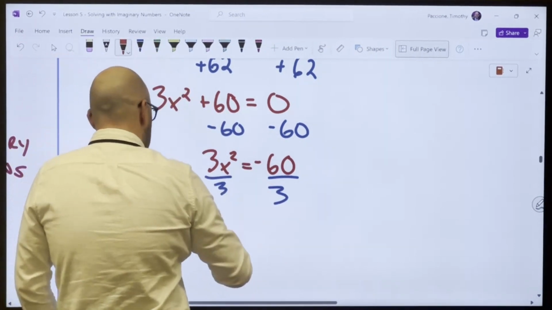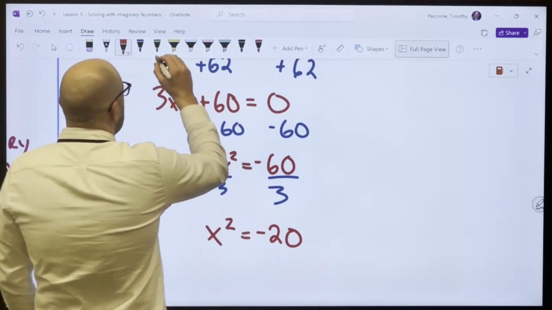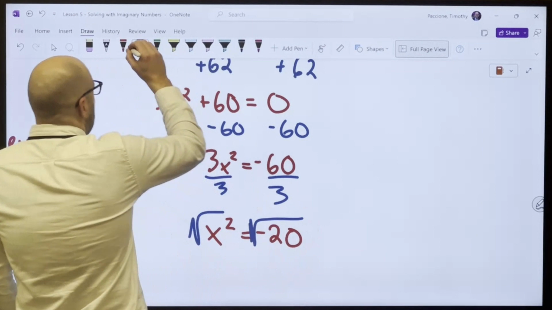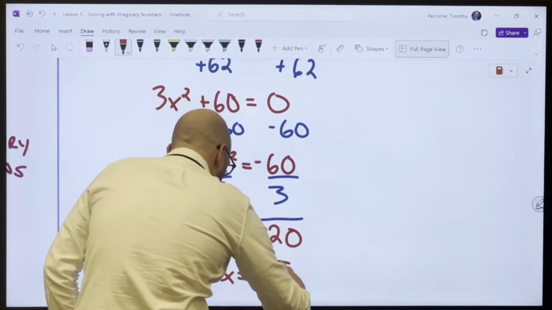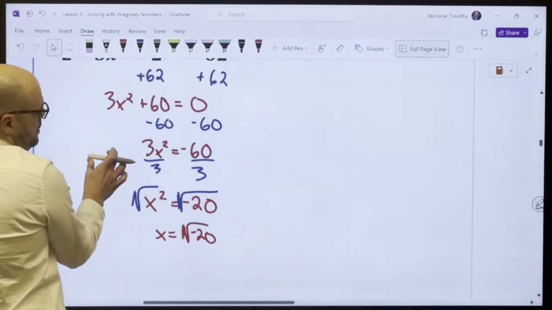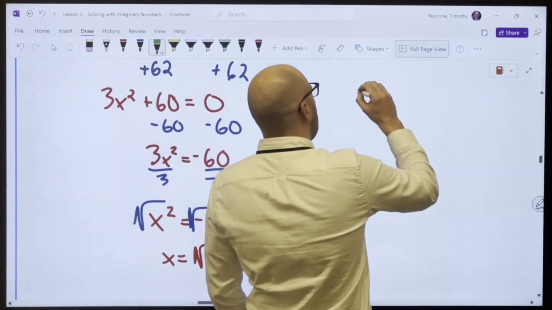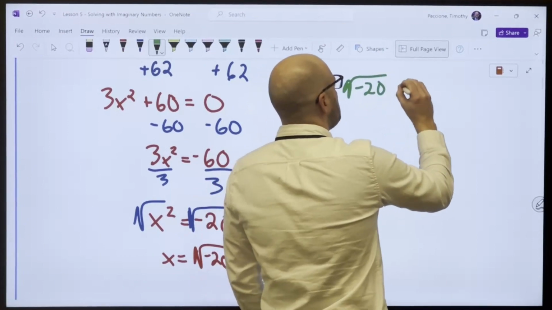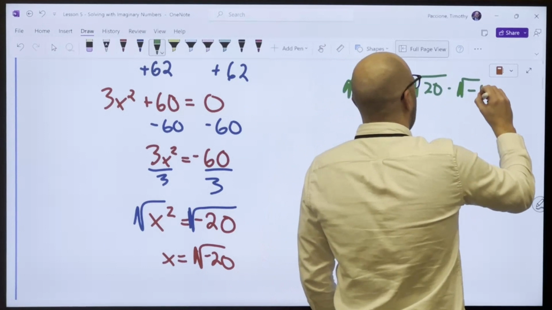I get x squared equals negative 20. So I square root, I get x equals square root of negative 20. This is one of those ones maybe you take over to the side because you're like, square root of negative 20, I might be able to do something with that. Well, first of all, we know that we can always at least pull out the negative. So this is the square root of 20 times the square root of negative 1.